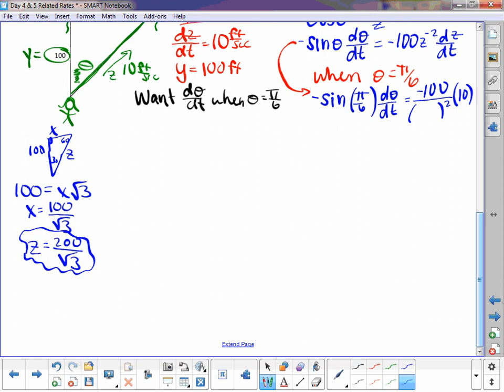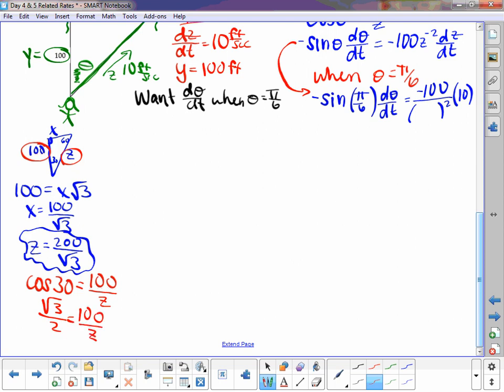Another way is that you could just go ahead and use trig for this. We want to relate z, and probably the other thing that's easier to relate it to would be 100. What trig function relates those two? Cosine, the thing that we just chose. So I could just go ahead and do cosine of 30 equals 100 over z. And thinking of your unit circle, what is cosine of 30? Root 3 over 2.